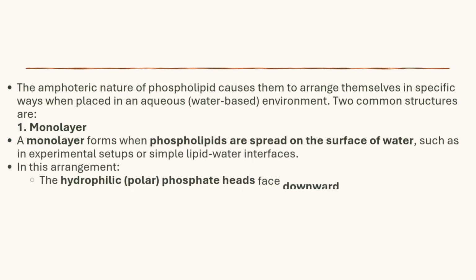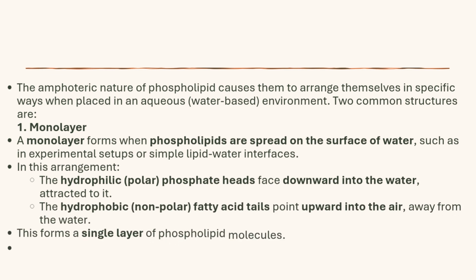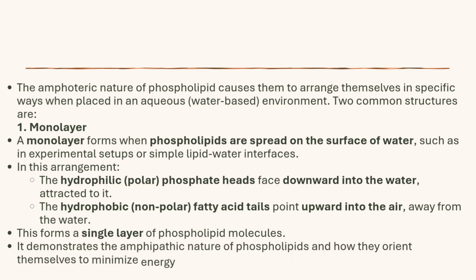Two common structures are 1. Monolayer. A monolayer forms when phospholipids are spread on the surface of water, such as in experimental setups or simple lipid-water interfaces. In this arrangement, the hydrophilic, polar, phosphate heads face downward into the water, attracted to it. The hydrophobic, nonpolar, fatty acid tails point upward into the air, away from the water. This forms a single layer of phospholipid molecules. It demonstrates the amphipathic nature of phospholipids and how they orient themselves to minimize energy in watery environments.